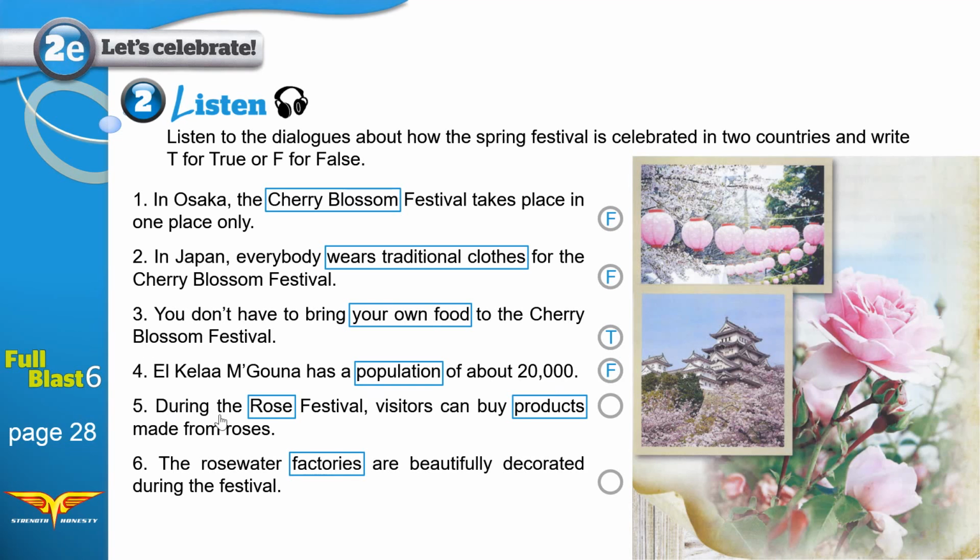Five. During the Rose Festival, visitors can buy products made from roses. That is true. Like what? Like soap and cream made from roses. Six. The rosewater factories are beautifully decorated during the festival. That is false. The city is decorated with roses, but not the factories, the city.